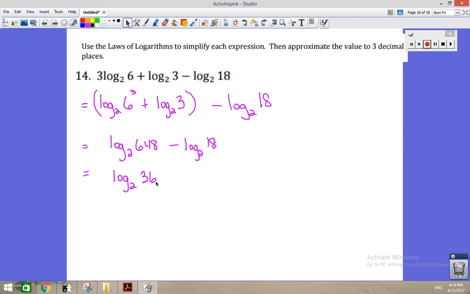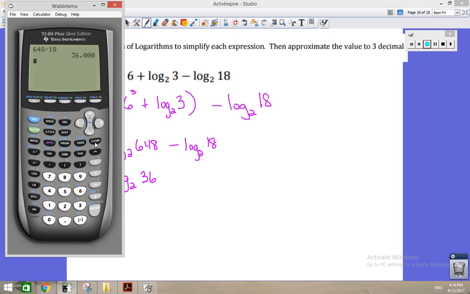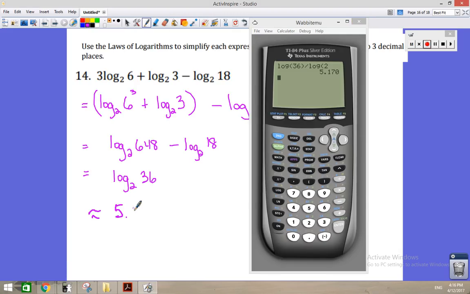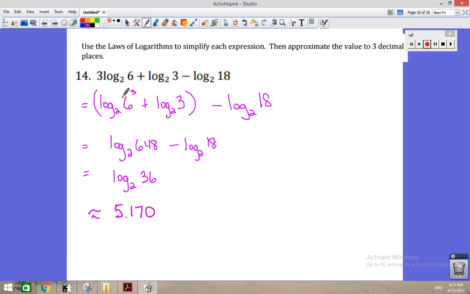2 to the 5th power is 32. I can't raise 2 to an integer power to get 36, so I'm going to use my calculator to get me a 3 decimal approximation to this. So if I just use the common logarithm, log of 36 divided by log of 2, 5.170. So we used the properties of logarithms, we condensed these 3 terms to a single logarithm, and then gave you the decimal approximation for it.